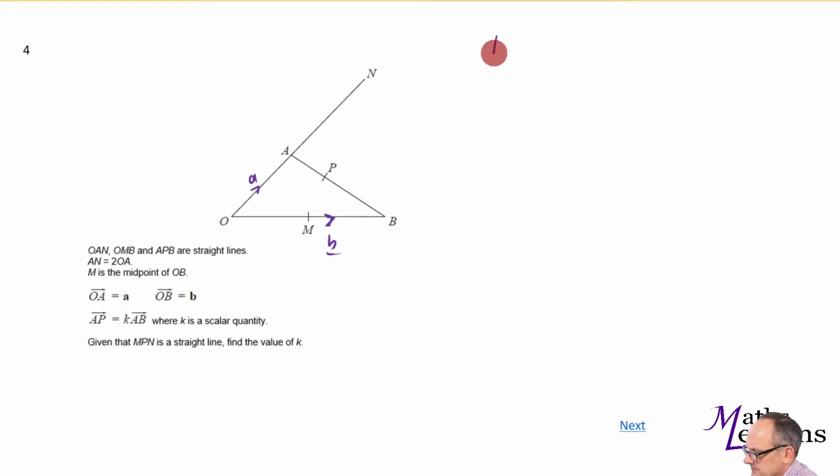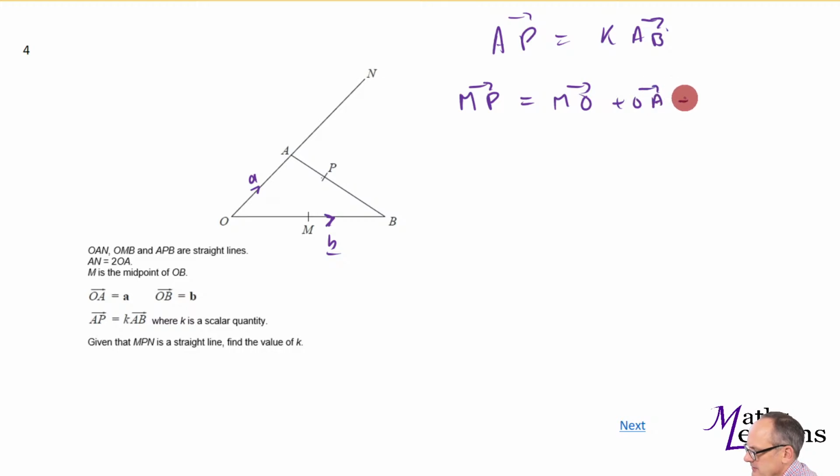And we know that AP is equal to a multiple of AB, where K is the scalar quantity. Given MPN is a straight line, we want to find the value of K. So we know that AP equals KAB, so we want to find out how far along this is. We're going to use the fact that MPN is a straight line. So first thing I'm going to do is find MP, and then I'm going to find MN and see what I get and see how that helps me. Now MP is going to be the same as M to O to A to P.